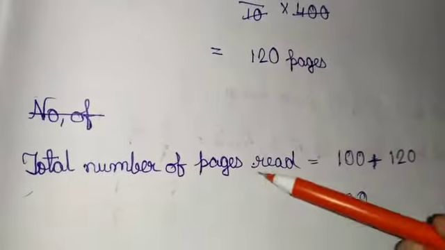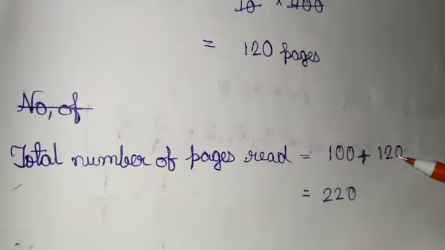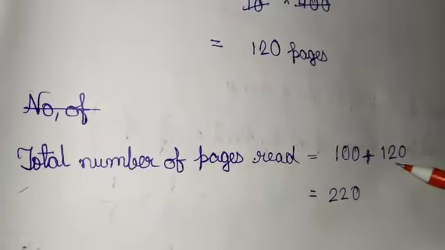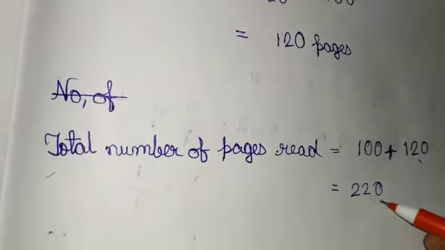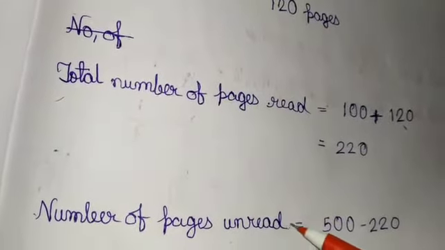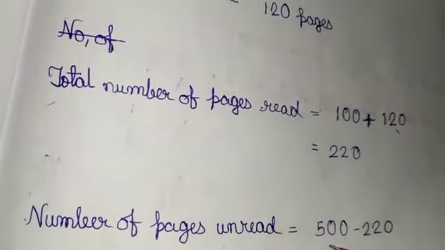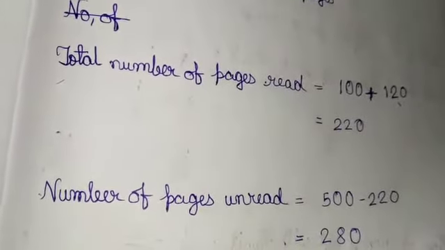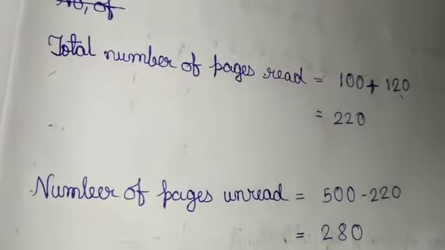So total number of pages read is 100 plus 120, 100 on the first day and 120 on the second day. So total is 220. So how many pages will be unread? We have to subtract from the total number. So in this way we will do number 4.